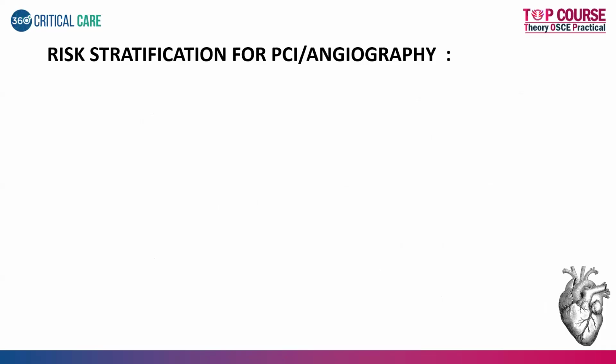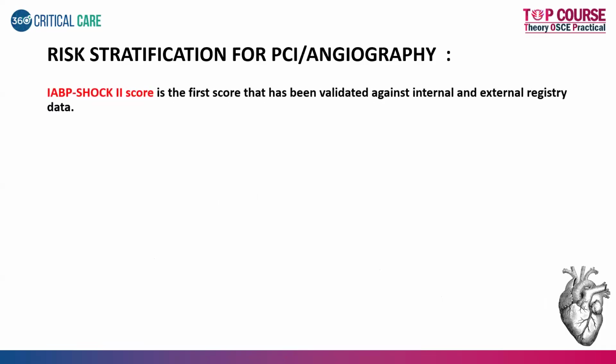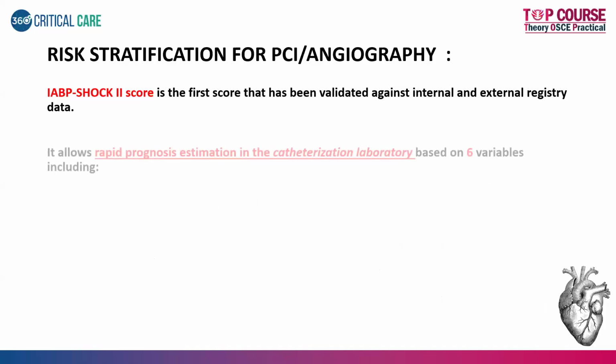So, coming to risk stratification for PCI and angiography. At this stage, if you find that the patient has an MI, how do you go about it? Whenever you have a patient with MI, what is the possibility that this patient might develop cardiogenic shock? Is there any parameter or a score that can be used? There are two things that can be used. One is the CardShock score. The other score is the IABP-SHOCK II score.